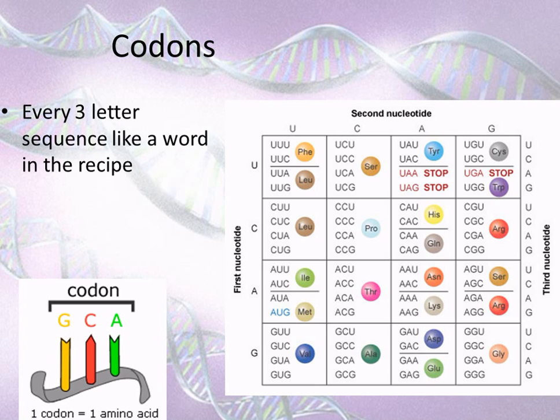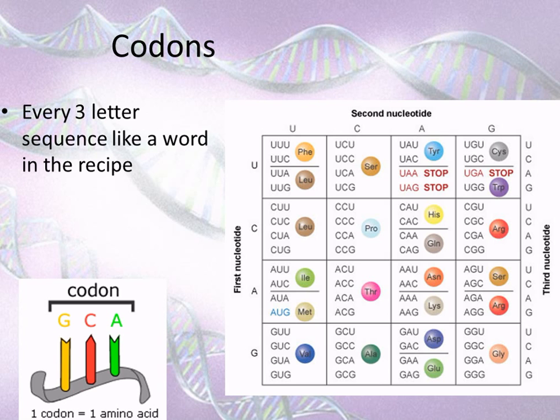So when you look at something like proline, this one here, you don't have to know the names of the amino acids. You can see it's CCU, CCC, CCA, CCG. Any of those 4 will actually carry a proline. So if it calls for a proline in my recipe, any of these 4 three-letter words will actually do it. It's kind of cool how that works.